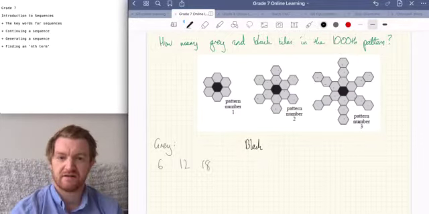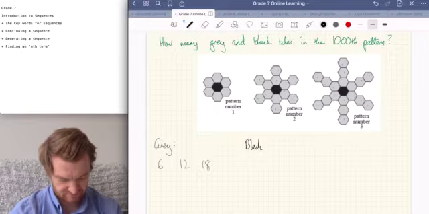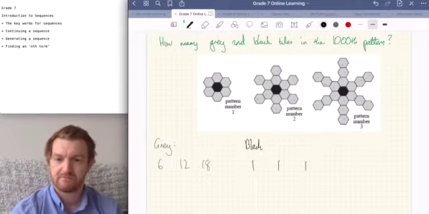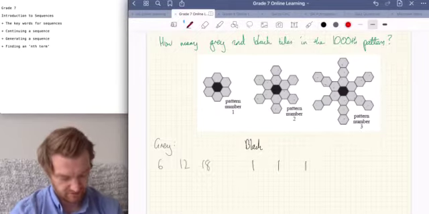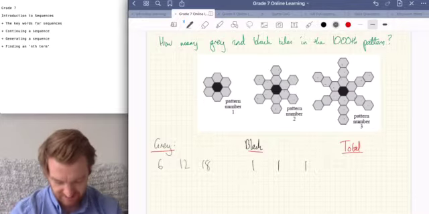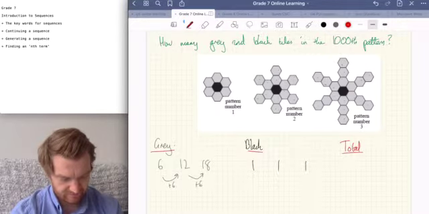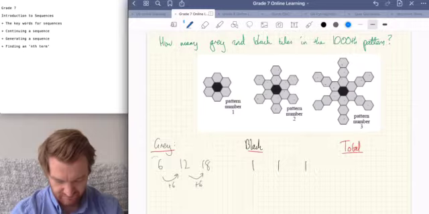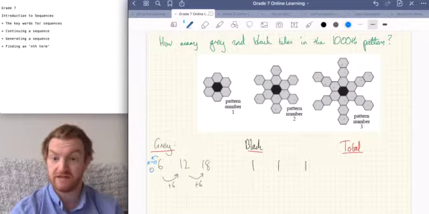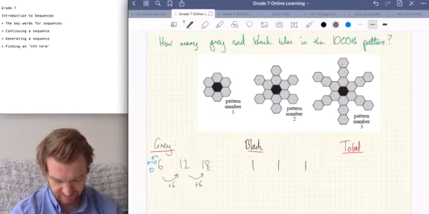If you look at the black tiles, there's always 1 in each. But we want to know about the total. So how could we find how many there are in total? Let's look at this grey pattern. We can say that the difference, how much it's going up in, is 6 every time. But if we look back to before this 6, we get that n equals 0, which is 0 in this case. So this one is like 6n plus 0.